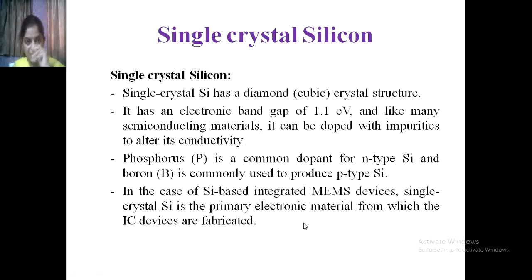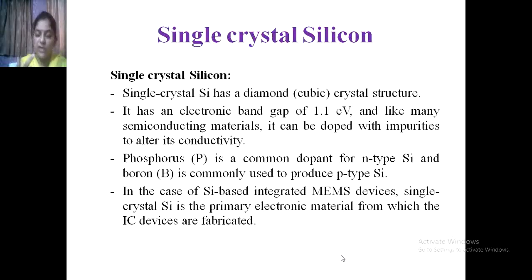So single crystal silicon has a diamond cubic crystal structure, which we have already seen. It has an electronic band gap of 1.1 electron volt. So what is band gap? That is the energy gap between the valence band and the conduction band.